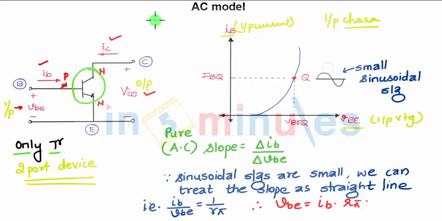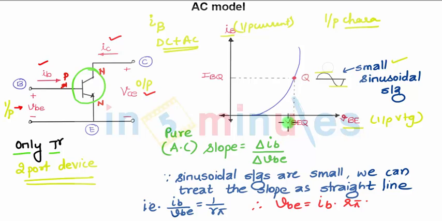What you have on the x-axis is small i with suffix capital B, which means it includes DC plus AC values. What you can see at the Q point is the graph of base current versus base emitter voltage, with a small time varying signal superimposed at the Q point. Since these sinusoidal signals are of small value, that means the peak to peak amplitude is small, we are calling it a small signal sinusoidal signal.